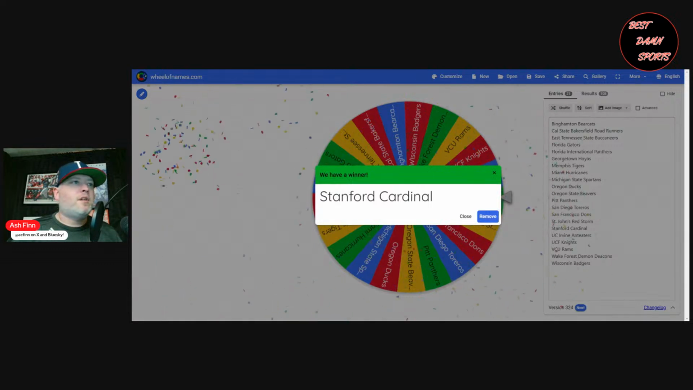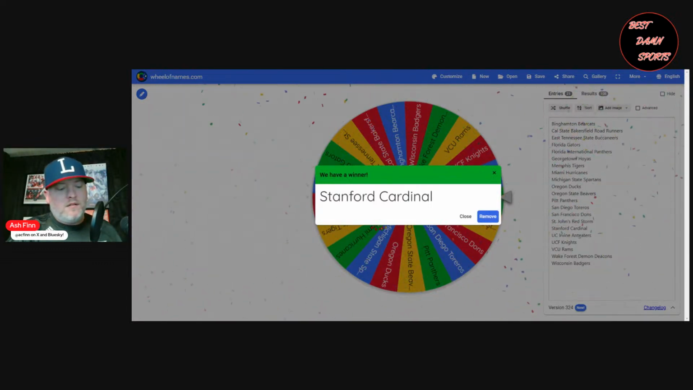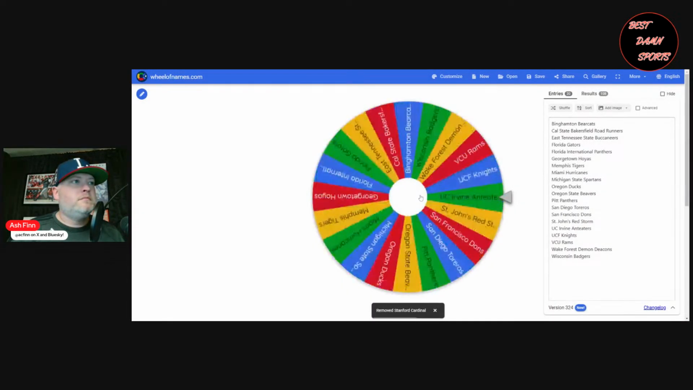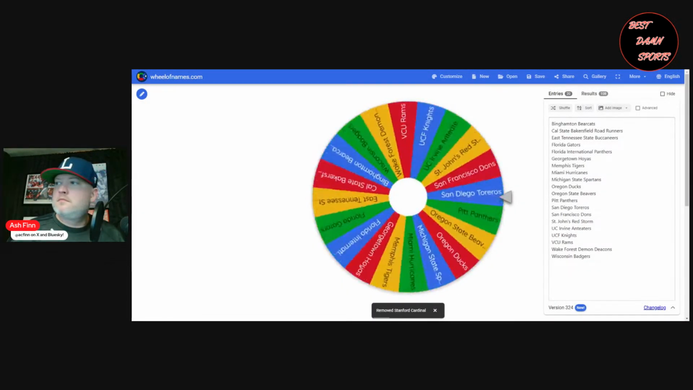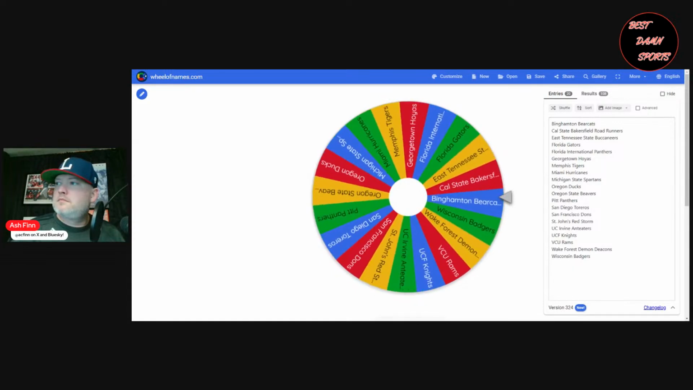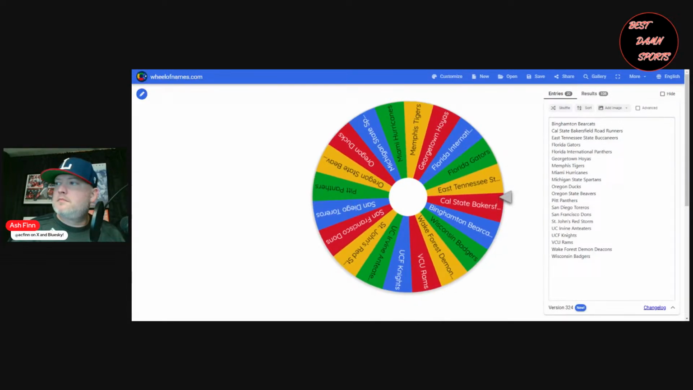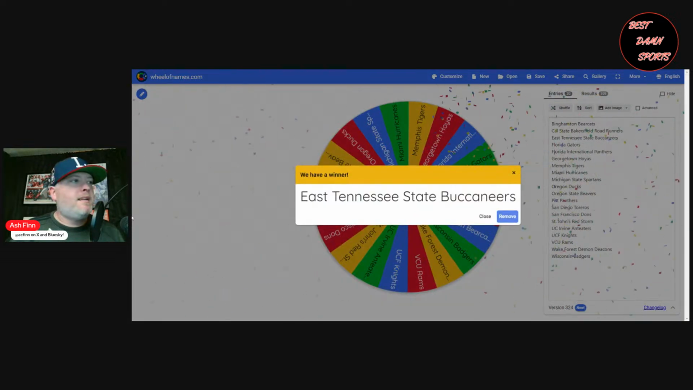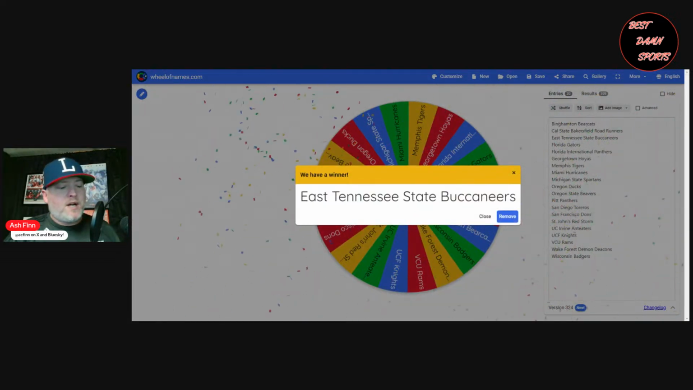The Stanford Cardinal out of the Pac-12. Number 3 pick in the Pac-12 draft. East Tennessee State Buccaneers will be drafting in the 4 spot for the ACC draft.